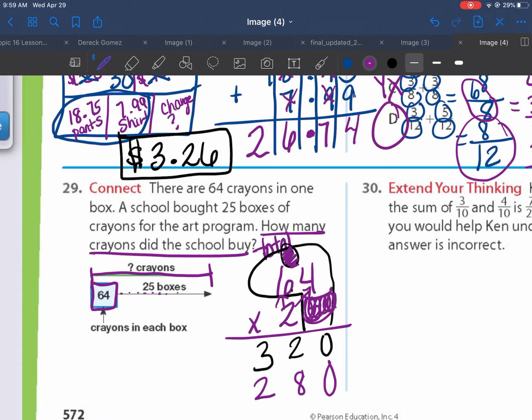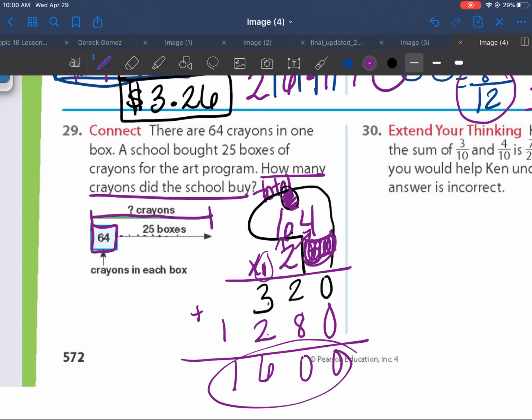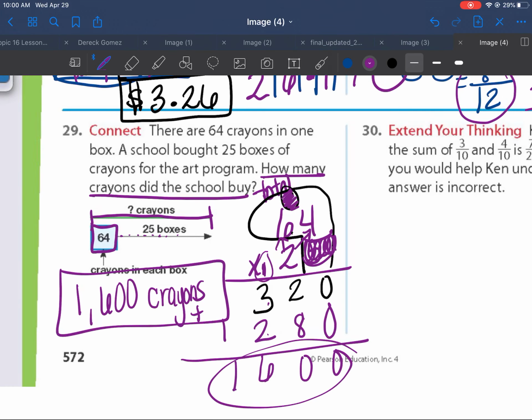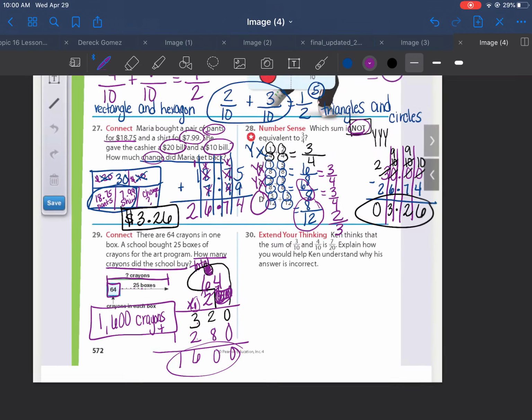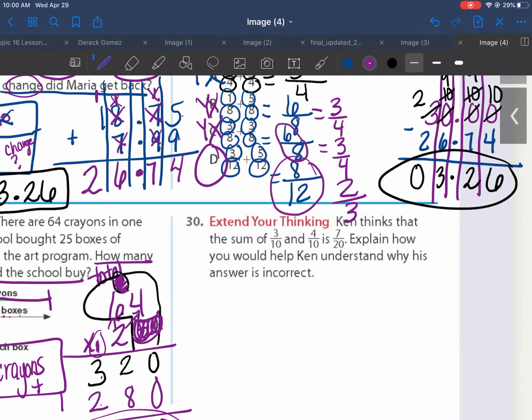So now we're going to multiply the tens place. 2 times 4 is 8. 6 times 2 is 12. Add them together. 0 plus 0, 0. 8 plus 2 is 10. 3 plus 2 is 5, and 1 is 6. 1 plus nothing is 1. So my product will be 1,600 crayons. So in all the boxes, they will have 1,600 crayons in all.